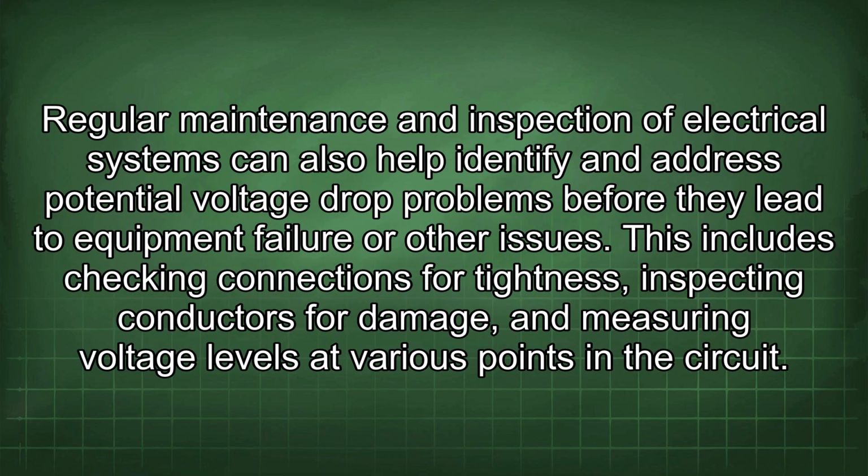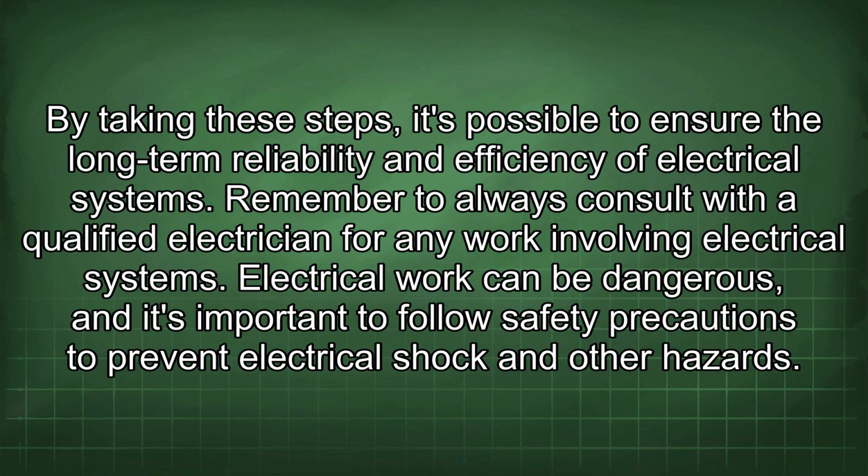Regular maintenance and inspection of electrical systems can also help identify and address potential voltage drop problems before they lead to equipment failure or other issues. This includes checking connections for tightness, inspecting conductors for damage, and measuring voltage levels at various points in the circuit. By taking these steps, it's possible to ensure the long-term reliability and efficiency of electrical systems.